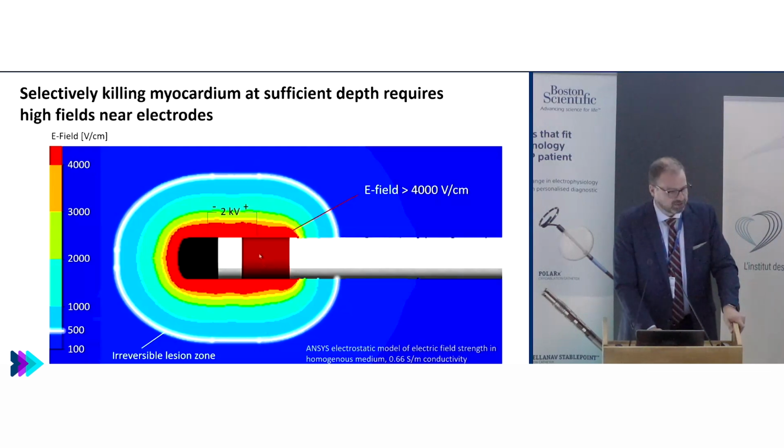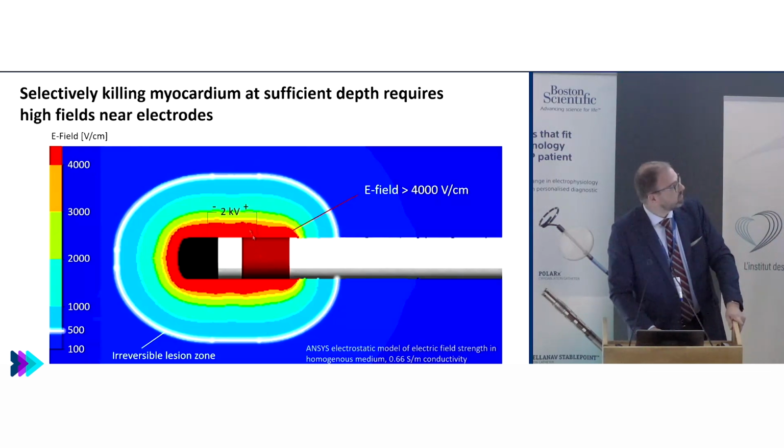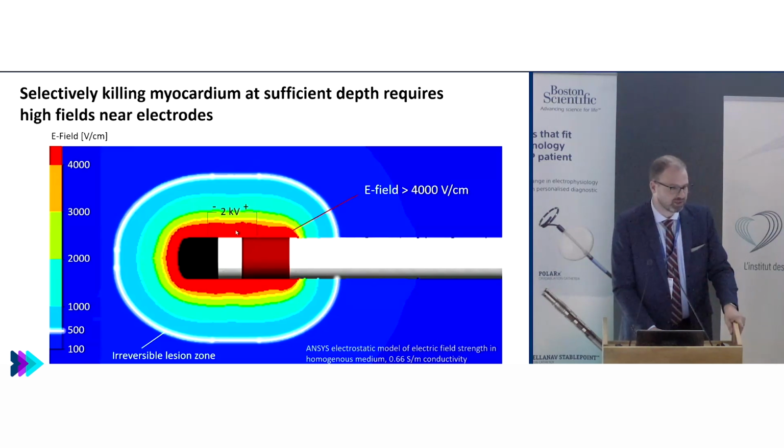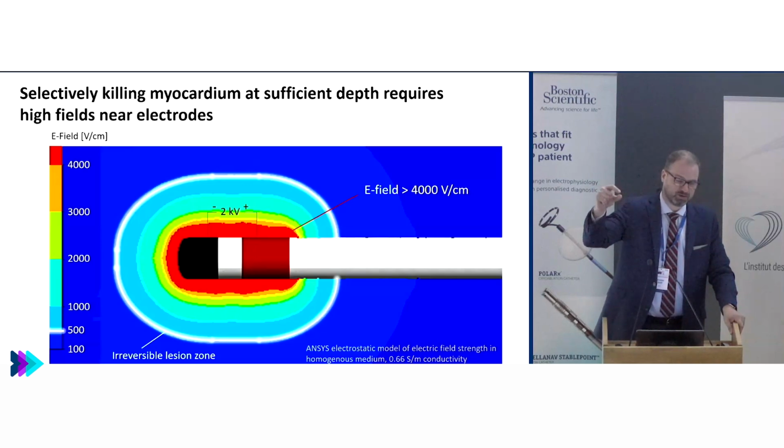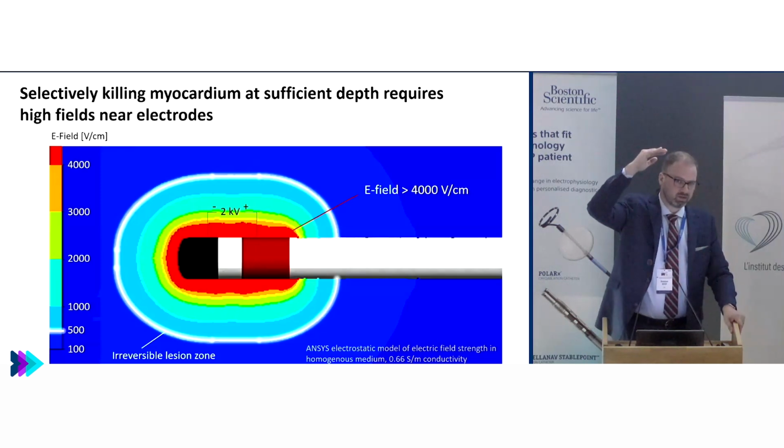But then nobody talks about what's going on inside here. So look at this field here. It's already above 4,000 volts per centimeter. And if you actually zoom way in, now you get to the limits of your modeling, but it goes over 10,000 volts per centimeter right up at the electrode. So you're already over the limit that we even talked about, the threshold for nerve tissue.